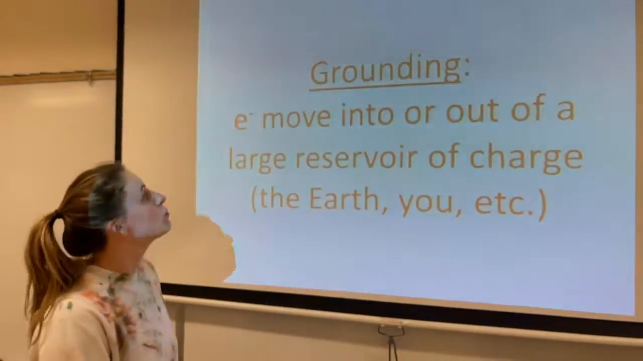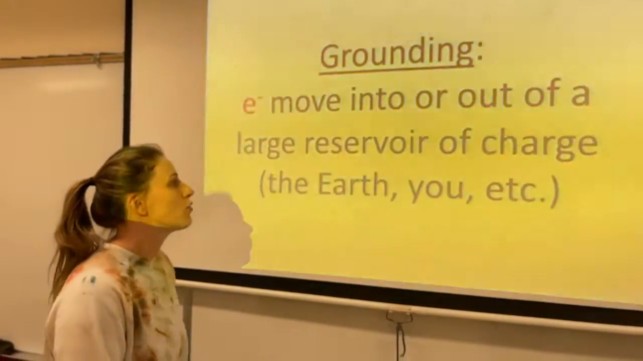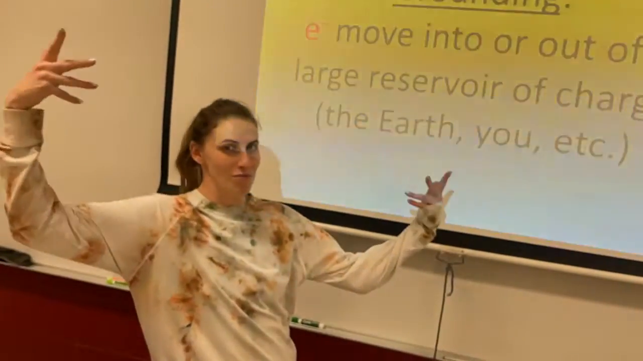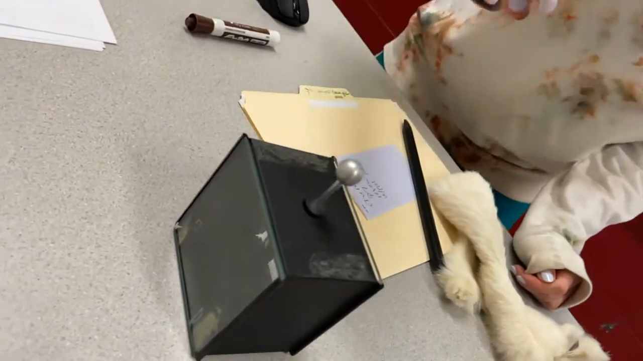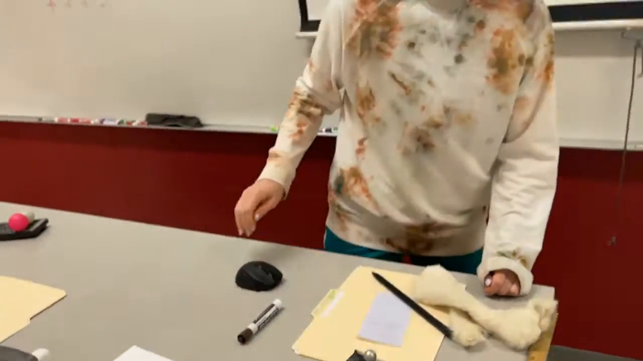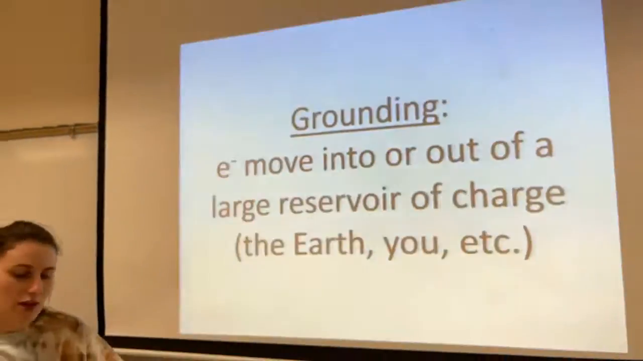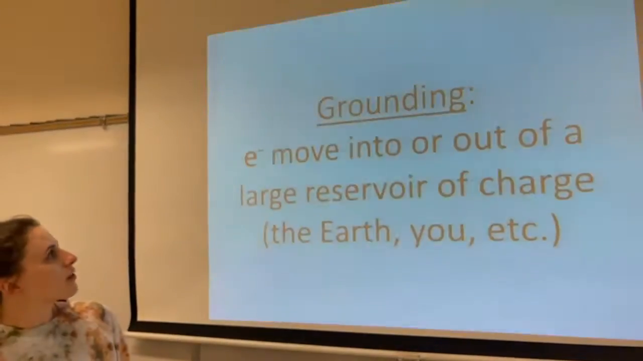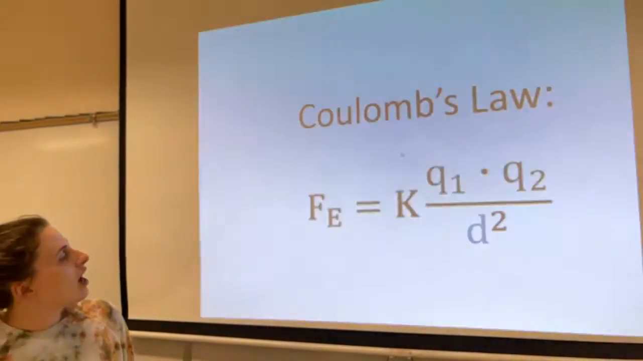Grounding. Electrons move into or out of a large reservoir of charge, the Earth, me, you. Why don't you ground this thing right here? And boom. So she gave the place for the electrons to escape. They went into her, and then ultimately back into the Earth. That's grounding.